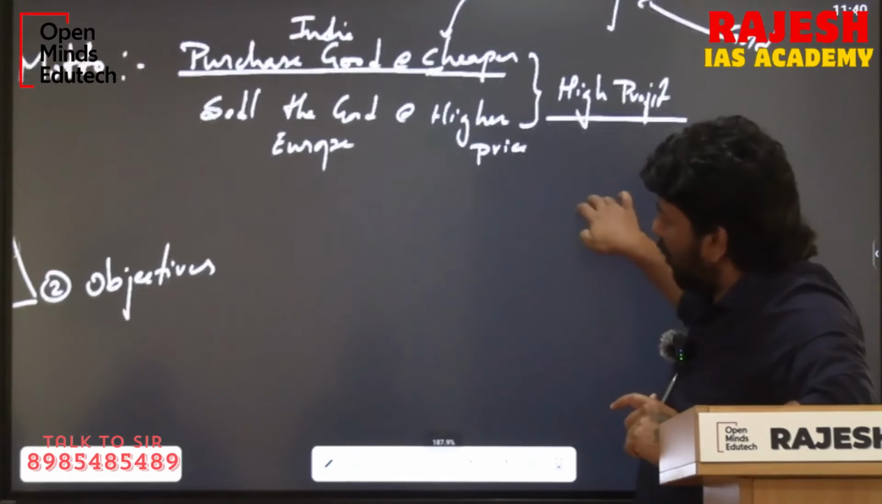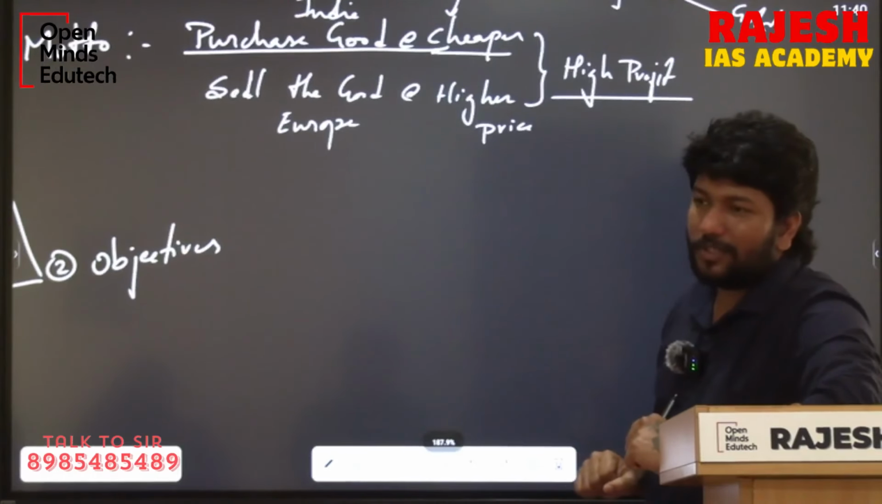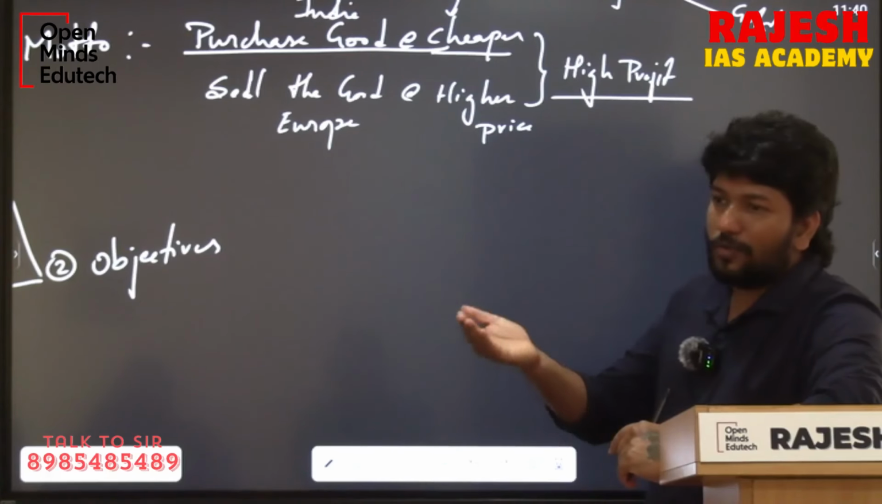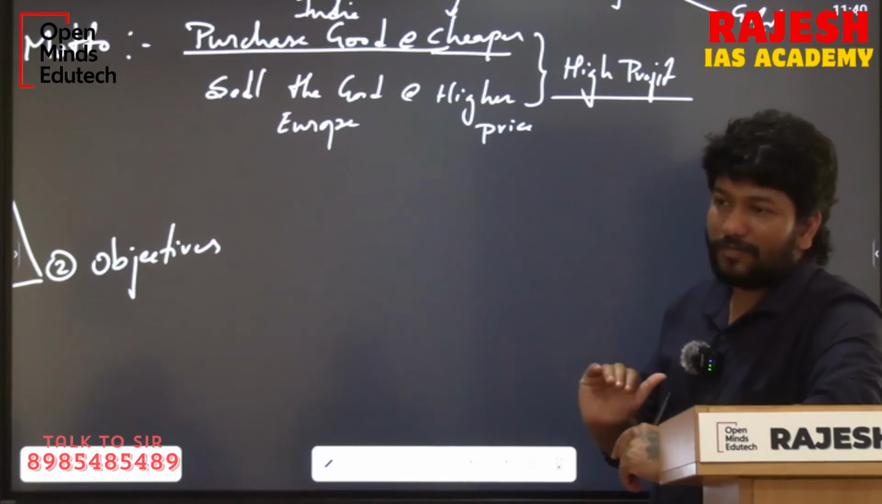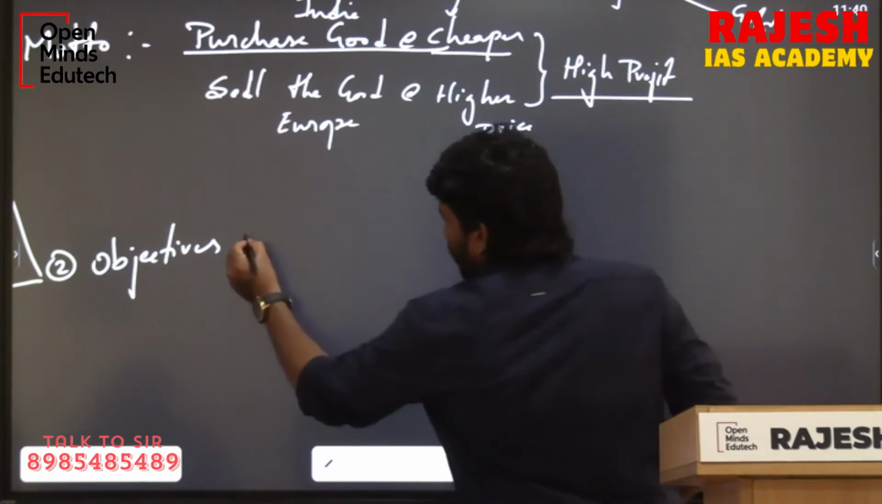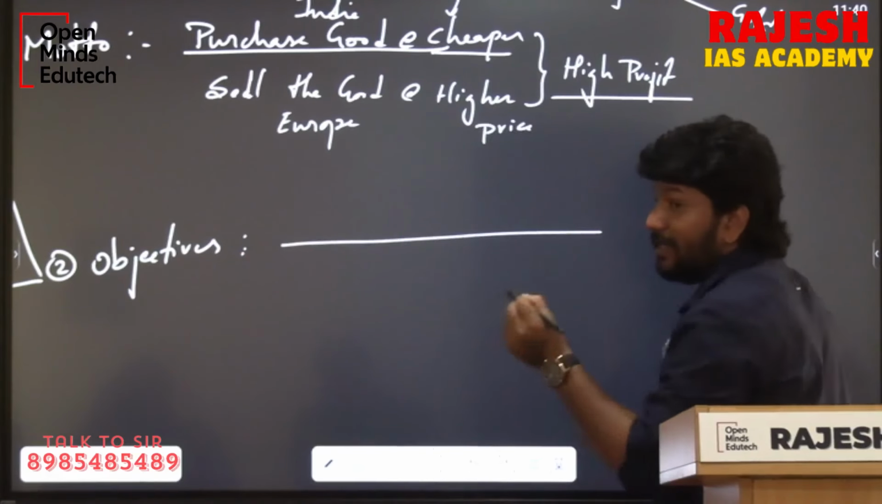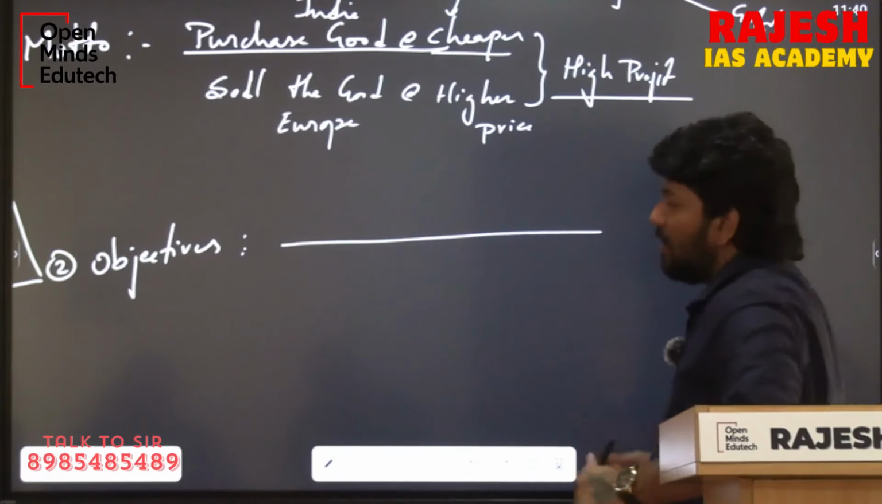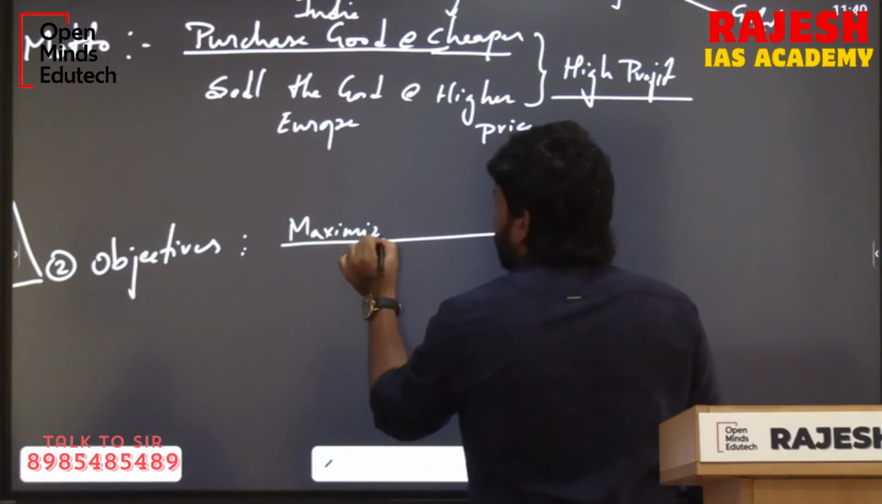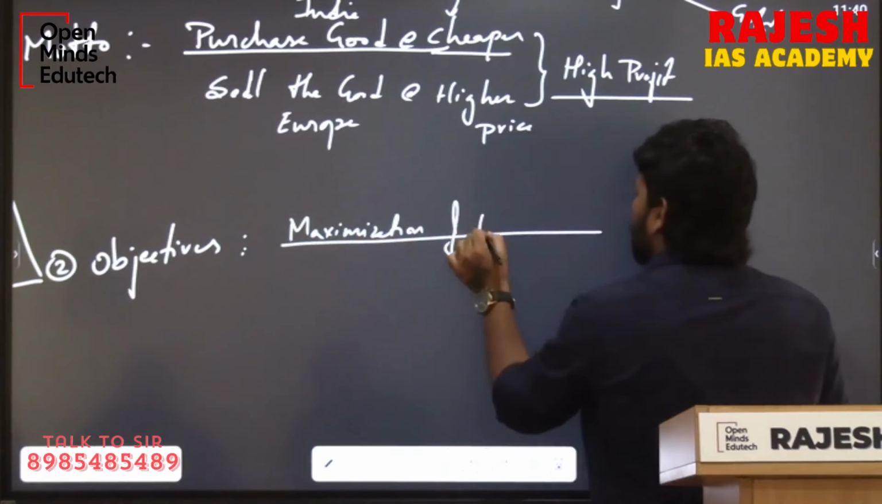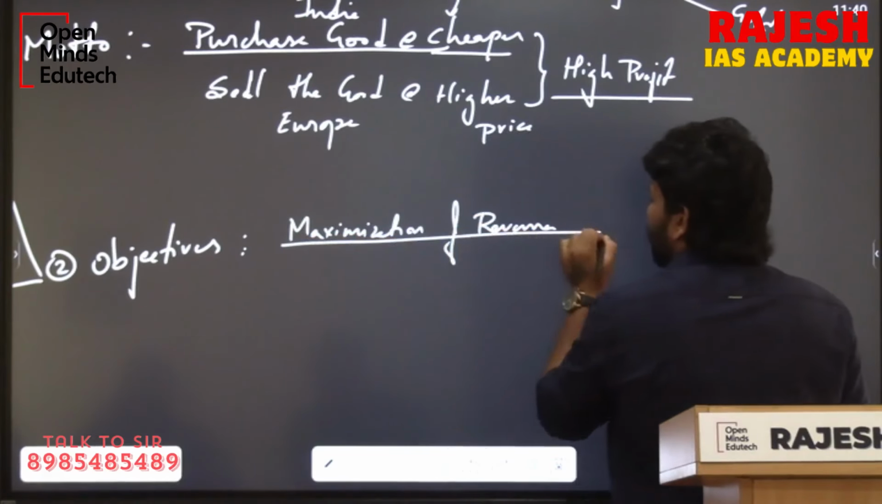So their objective is to use the revenue from India only. From where can they get the revenue? Land revenue. So what is the objective? Maximization of revenue.